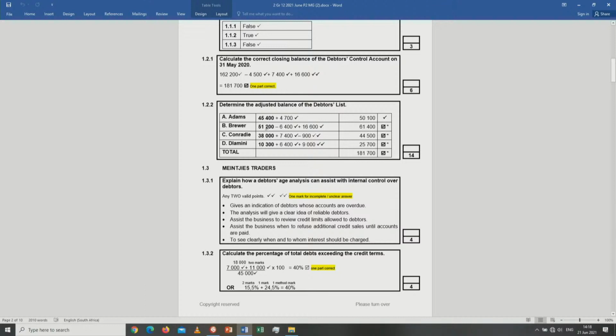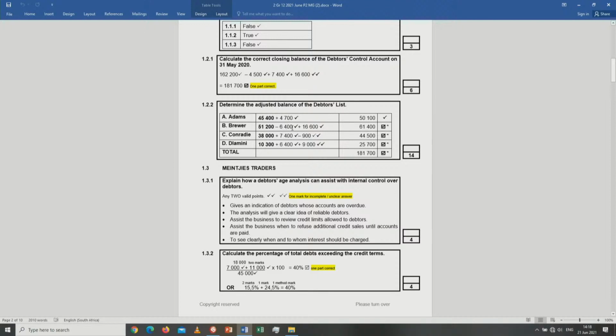Then 1.2.2, A. Adams, these totals were given to you, the opening balances, so you're not given any marks. So plus 4,700, a full mark, so it's for accuracy. We're looking for plus 4,700. This is where the plus and the minus signs are very important, and you can only give for plus 4,700. The 50,100 is 1 mark.